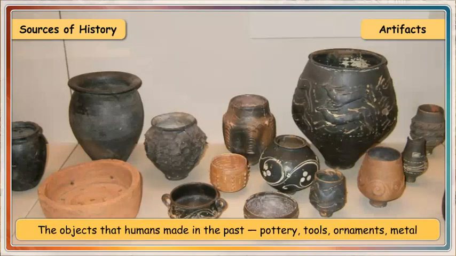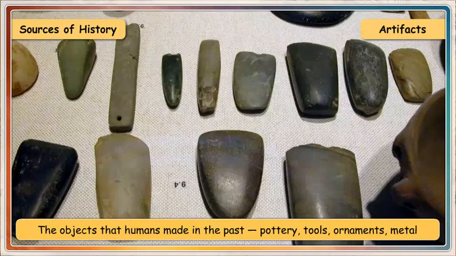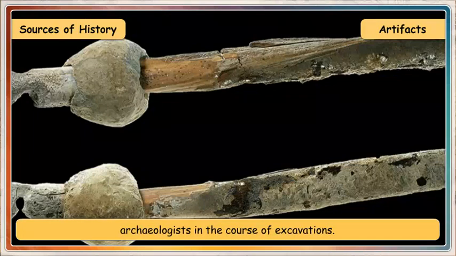Artifacts. The objects that humans made in the past: pottery, tools, ornaments, metal objects, jewelry, and weapons are called artifacts. They are found by the archaeologists in the course of excavations. They tell us about the cultural life of the people.